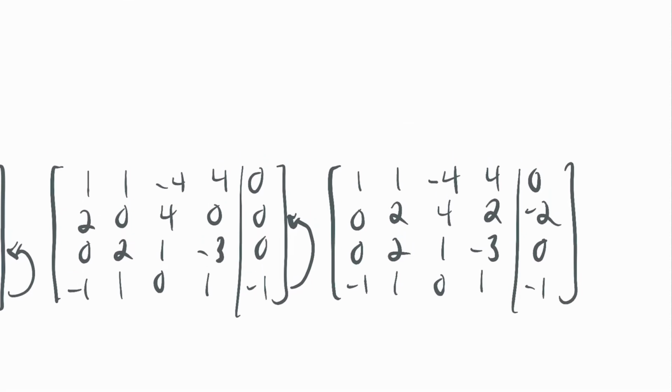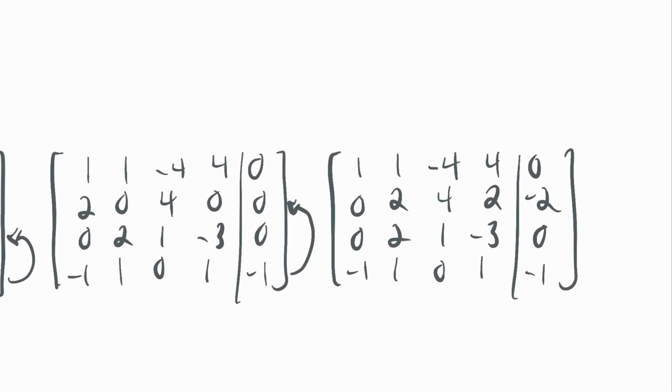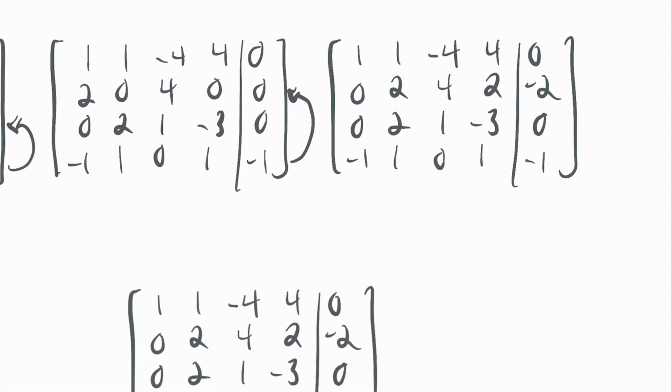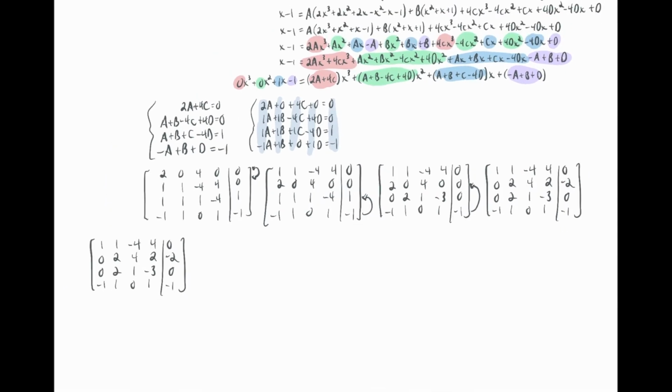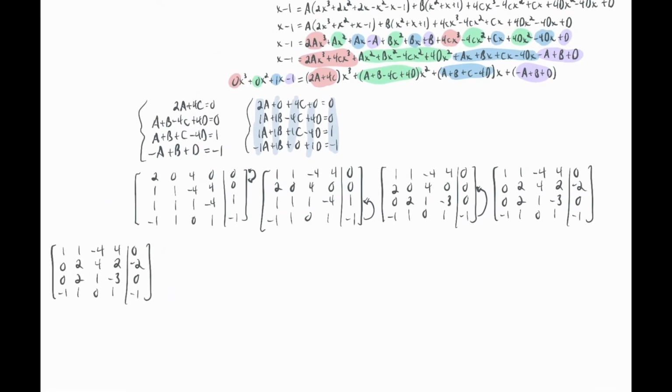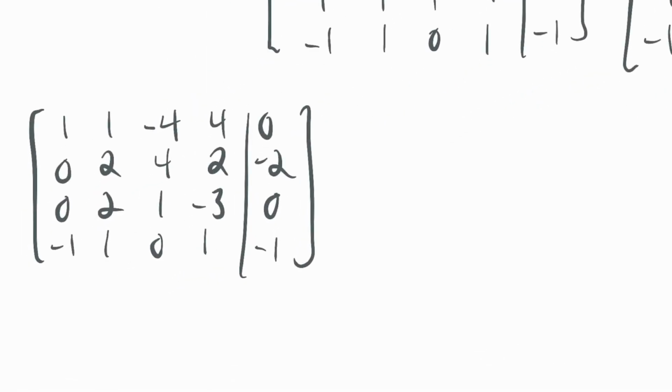Okay. How am I doing on horizontal space? I'm out of horizontal space. Okay, we're going to copy this and take it down to the next row. And I guess I'll put it right there. Okay. So now I'm going to add the top row to the bottom row to get a 0 in this position.